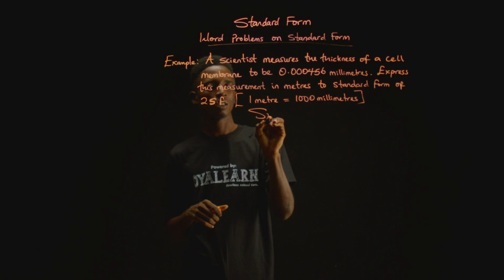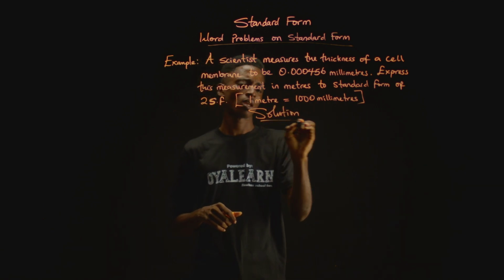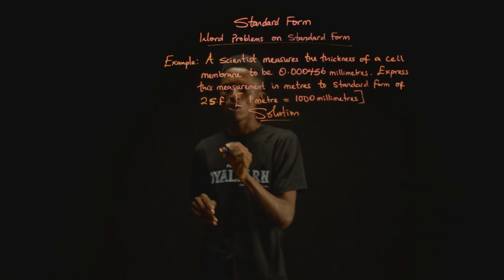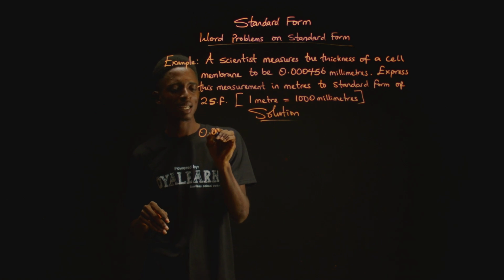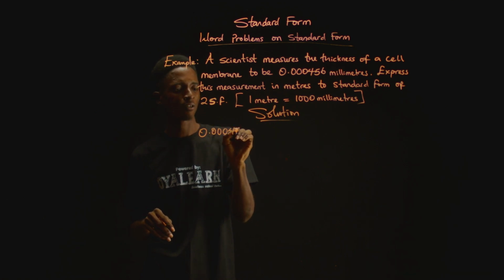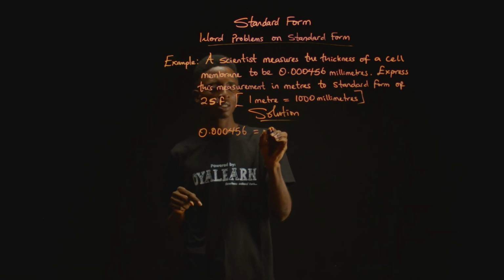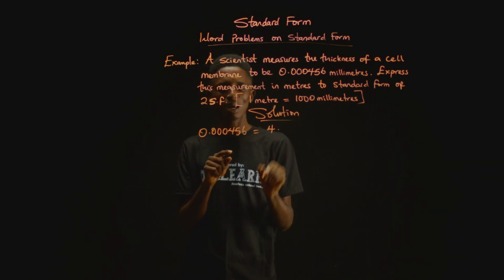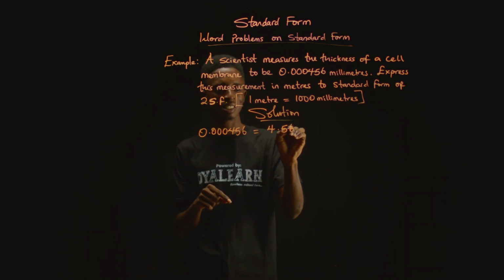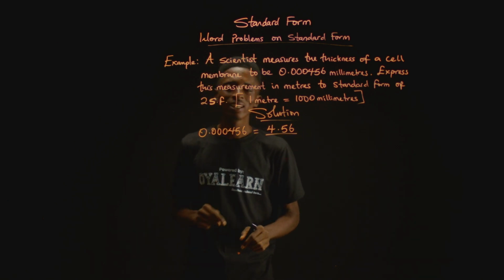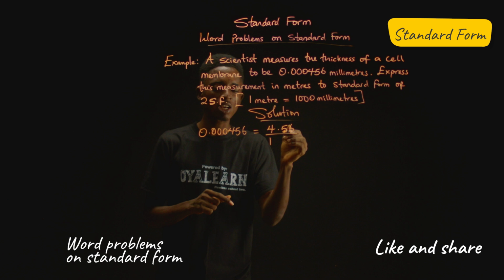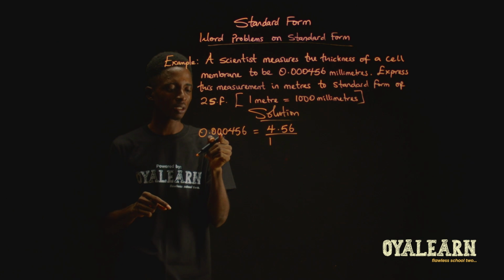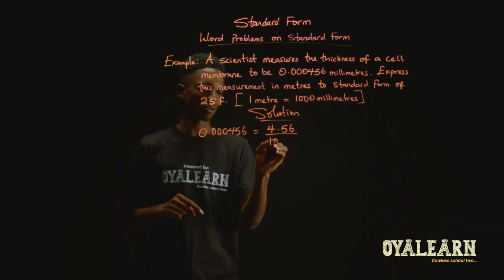Now let's solve it. So here's the solution. The first thing we want to do is to write this in standard form. So when we have 0.000456, we pick the first non-zero number, which is 4. Then we put a decimal point and then 5, 6. And we divide this by 1 followed by zeros, where the number of zeros is the number of digits up until this 4. So we have 1, 2, 3, 4. So 4 zeros.